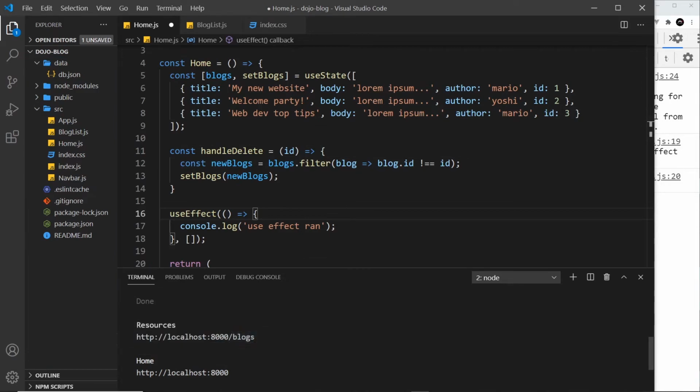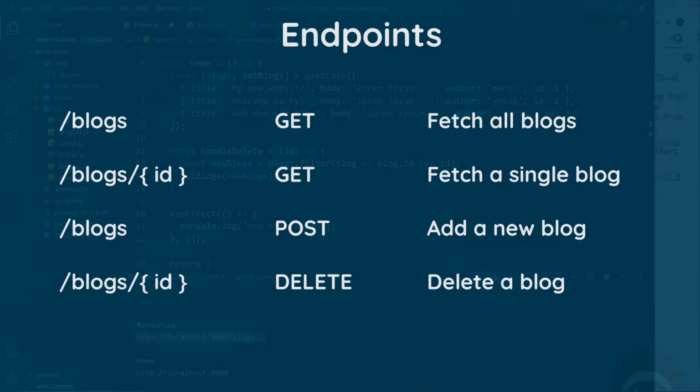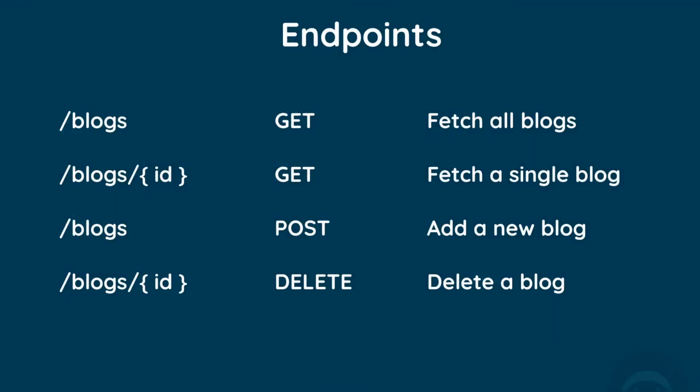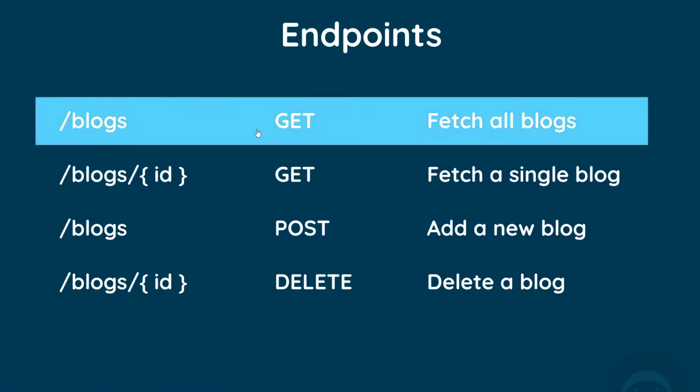Now, at the minute, we can just see this /blogs endpoint, but it also provides us with other endpoints as well. So I just wanted to show you some of the endpoints that we'll be using in this project that JSON Server provides us with. Now, this isn't all of the endpoints, just the ones that we'll be using. So first of all, this one right here, /blogs for a GET request to fetch all the blogs. That's the one we just tested in the browser.